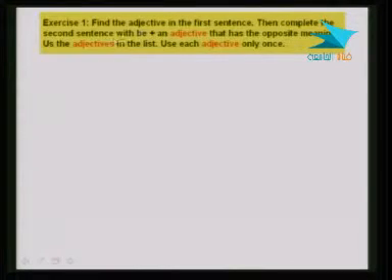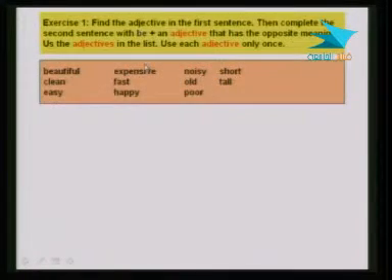Then complete the second sentence with be plus an adjective. Then بعد كده نكمل الجملة الثانية ب the form of be، شكل البي، وصفة لها عكس أو معنى معاكس للجملة الأولى. So we complete the second sentence with be plus an adjective that has the opposite meaning. Use the adjectives in the list. You will have a list, and this is the list. Use each adjective only once. استخدم كل صفة مرة واحدة فقط.